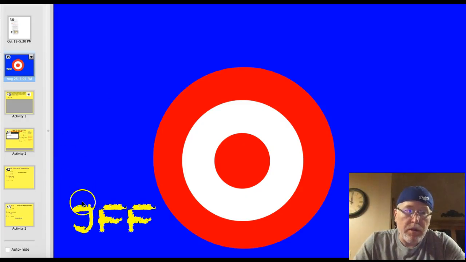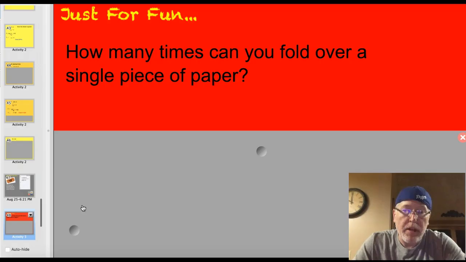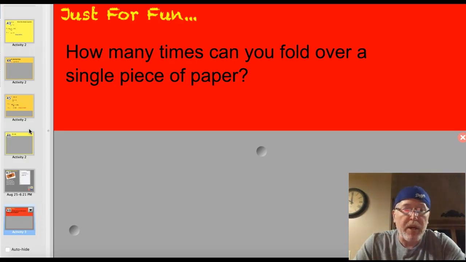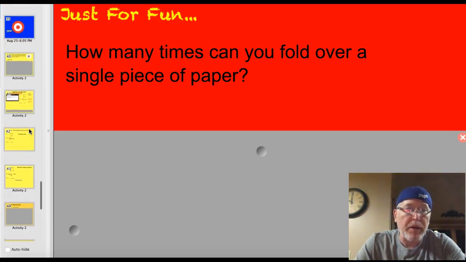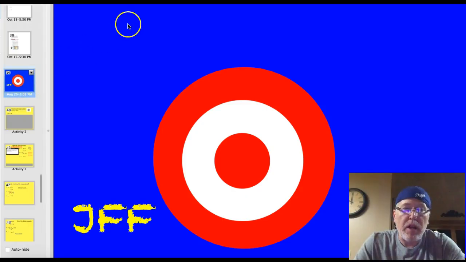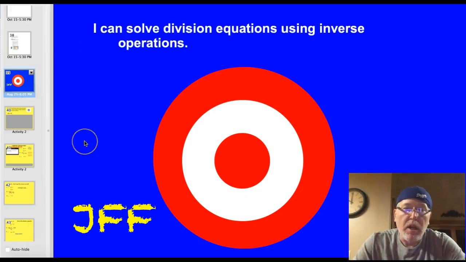Before we do that, let's start off with our trivia question for the day. How many times can you fold over a single piece of paper? I'm just talking about a standard 8.5 by 11 piece of paper, maybe even a little bit bigger. All right, I'll give you the answer to that question after our instructions tonight.